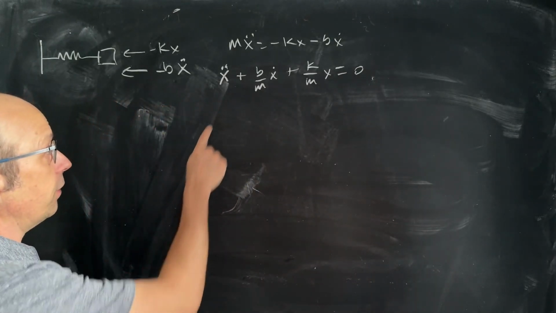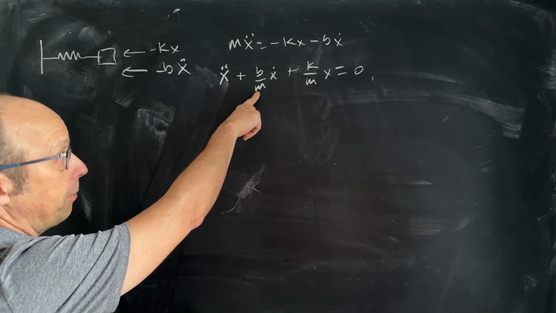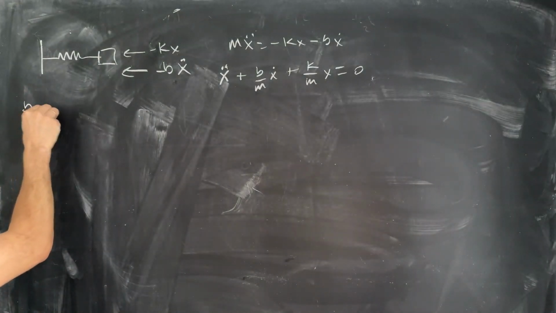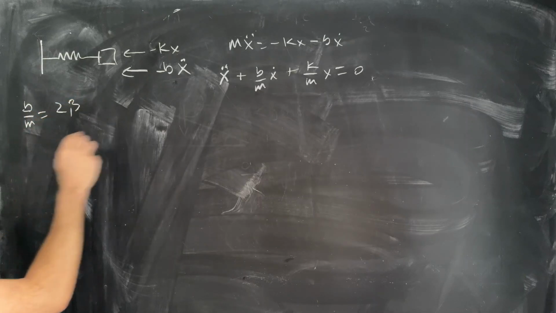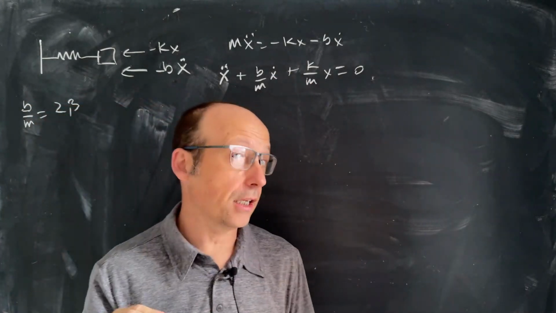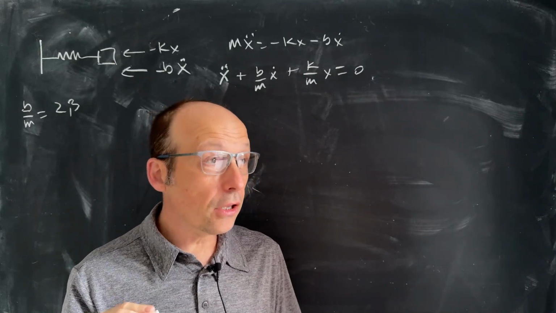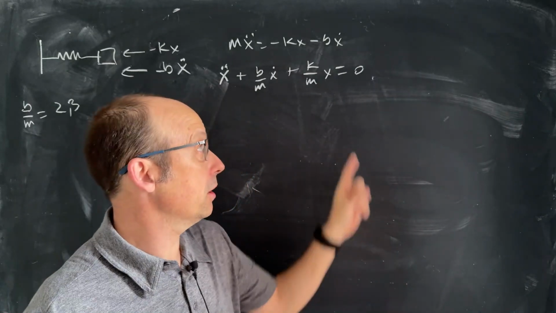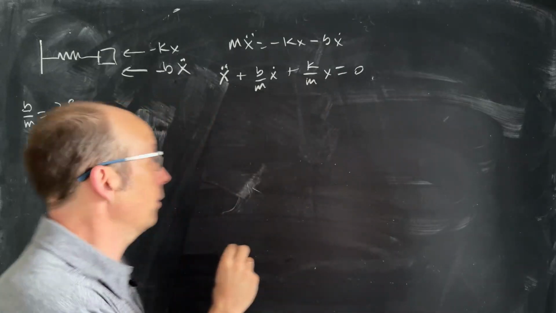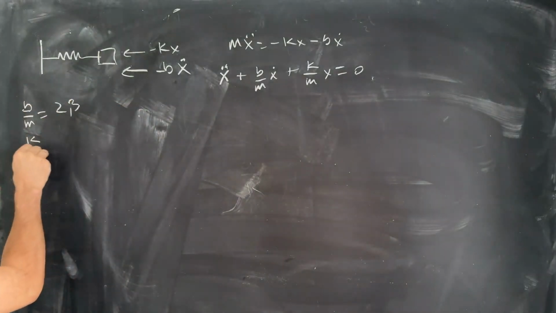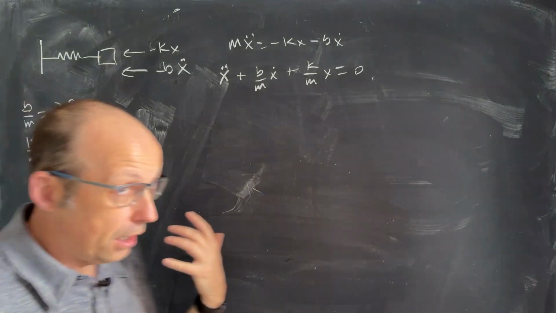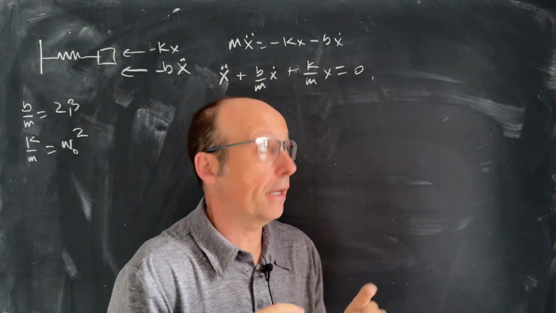So here's the first trick. I'm going to call this parameter b over m equal to 2 beta. And then k over m: for a simple harmonic oscillator without friction, the angular frequency of oscillation is the square root of k over m. So I'm going to call k over m omega naught squared, where omega naught would be the undamped oscillator. We'll come back to that in a little bit.